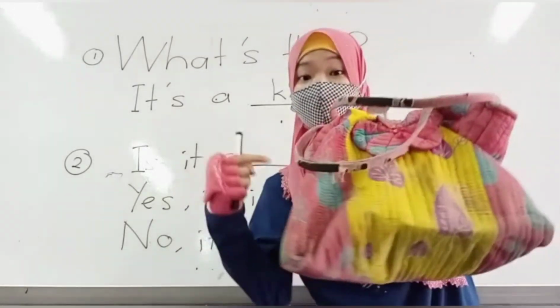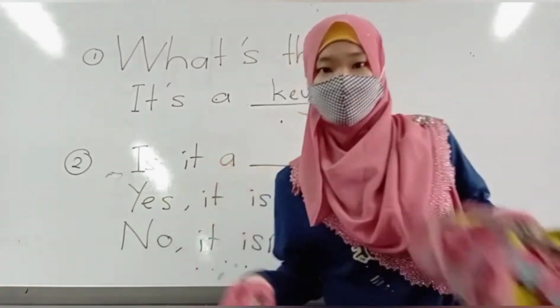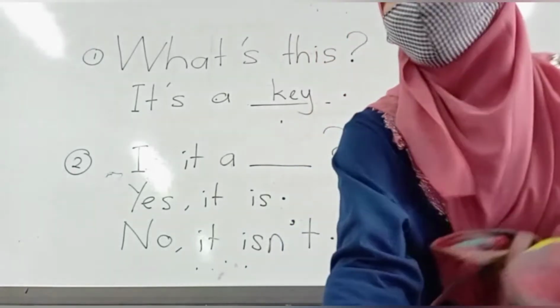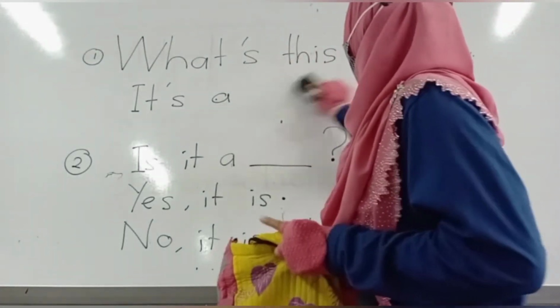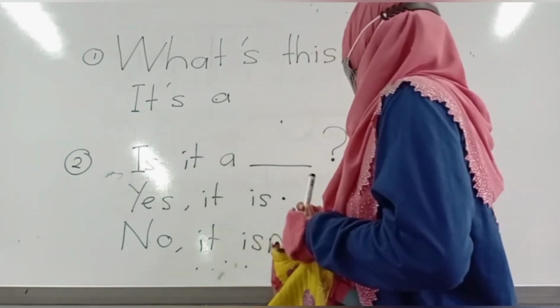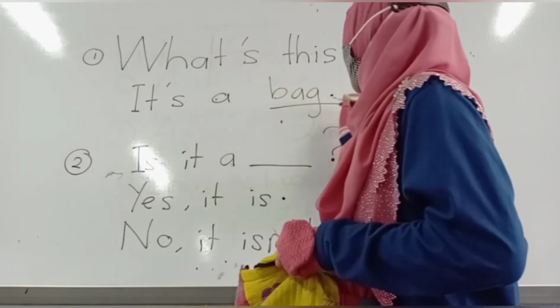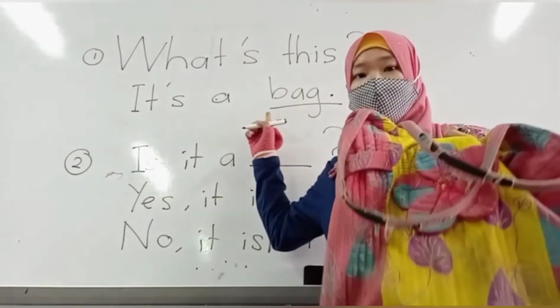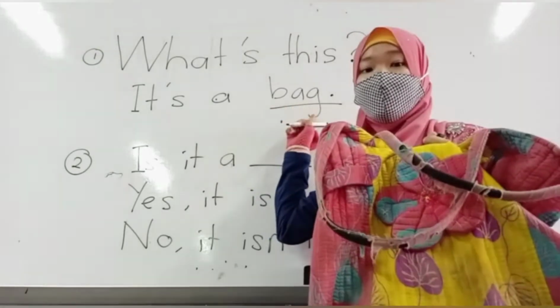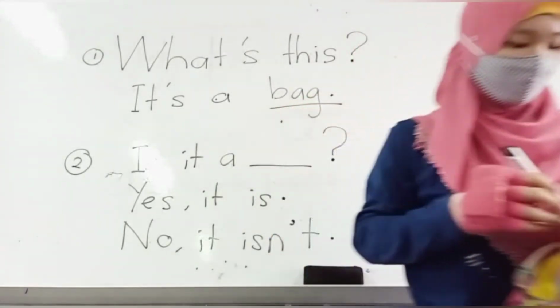How about this one? What's this? It's a bag. Can you spell for me? Oh, we spell together. B-A-G. Bag.